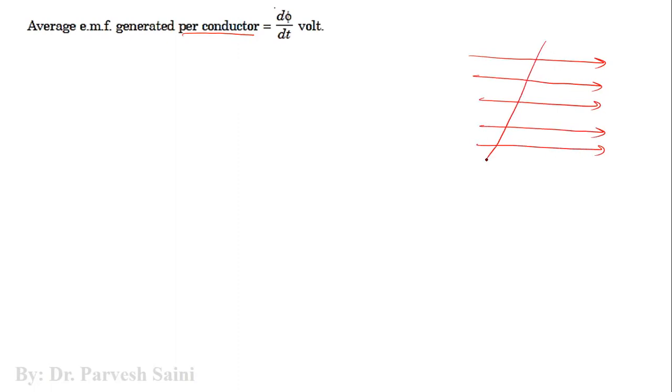Now the first is the average EMF generated per conductor. As per Faraday's law of electromagnetic induction, consider each conductor rotating in a magnetic field. Let us say that this is a magnetic field, and in this magnetic field we have a conductor placed. This conductor is being rotated at a certain RPM, so this conductor will have an EMF which is given by this particular equation, right?